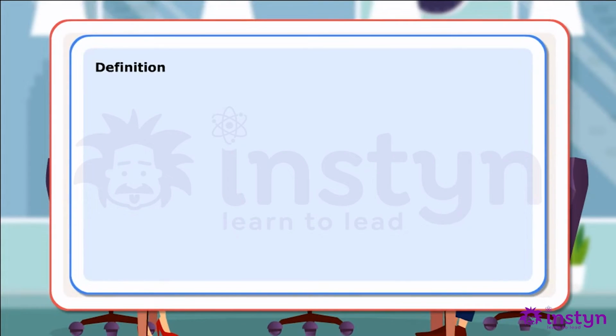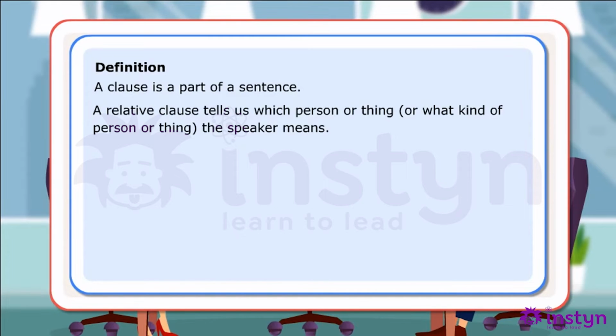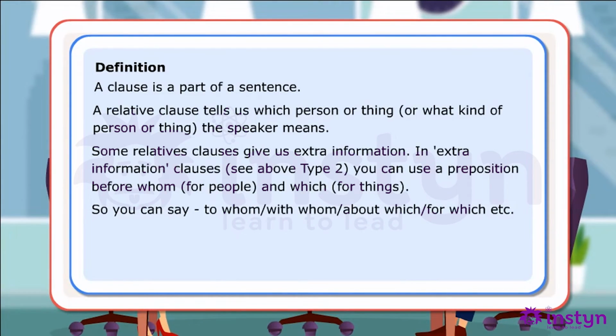Definition. A clause is a part of a sentence. A relative clause tells us which person or thing or what kind of a person or thing the speaker means. Some relative clauses give us extra information. In extra information clauses, you can use a preposition before whom for people and which for things.